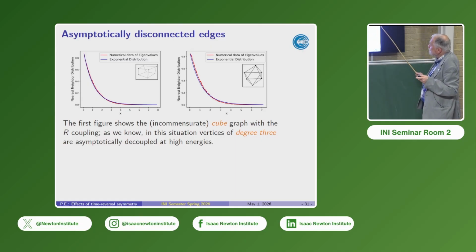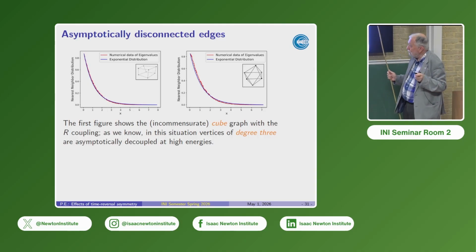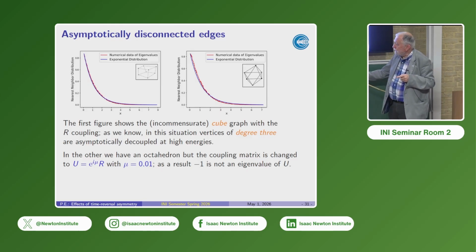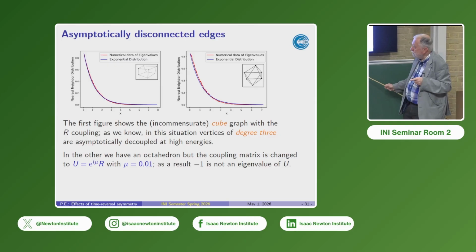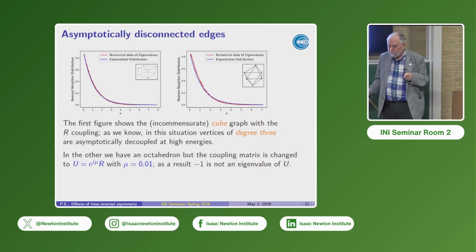But here it's more subtle. I take the same octahedron as before, but now I change slightly the vertex coupling. Namely, instead of R, I multiply by this complex factor. And mu is, in this example, something very small, 1/100.